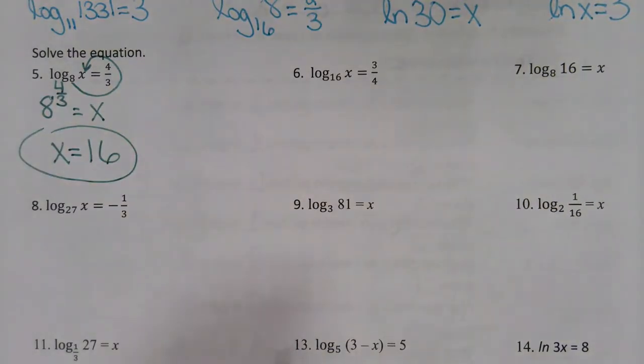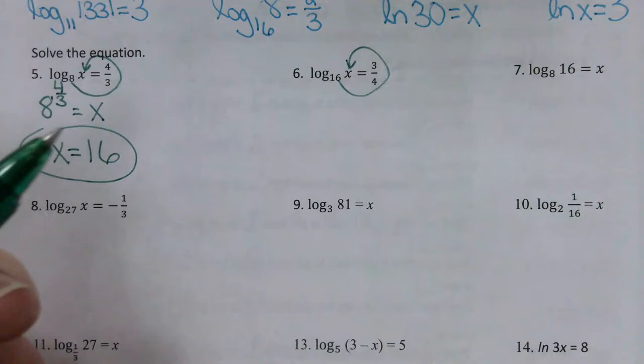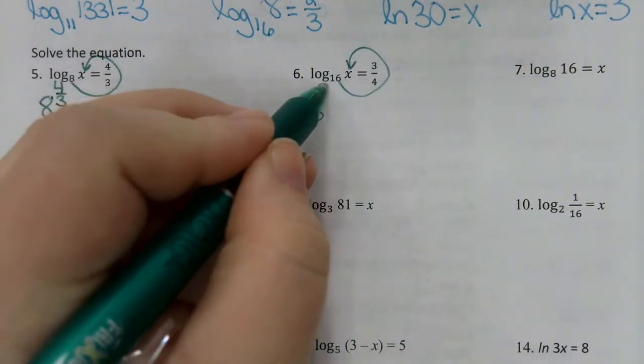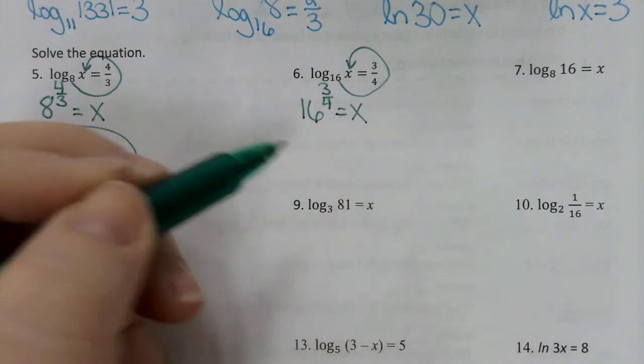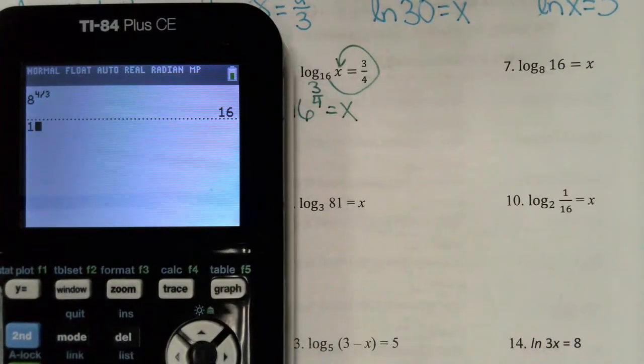Number 6. Our base is 16. The exponent is 3/4. And the number we're trying to get to is x. So 16 to the 3/4 just needs to be put into my calculator. And I get 8.